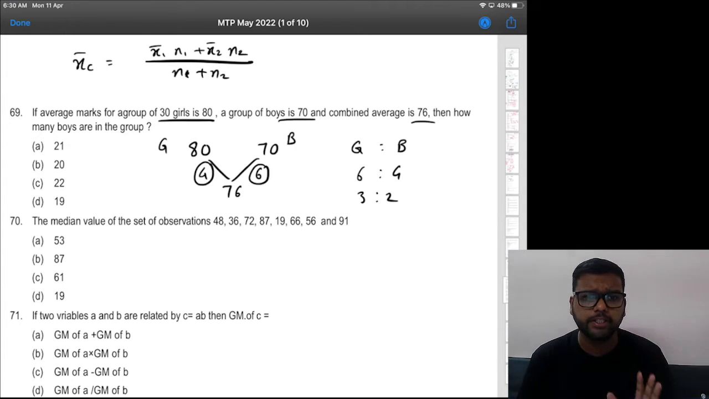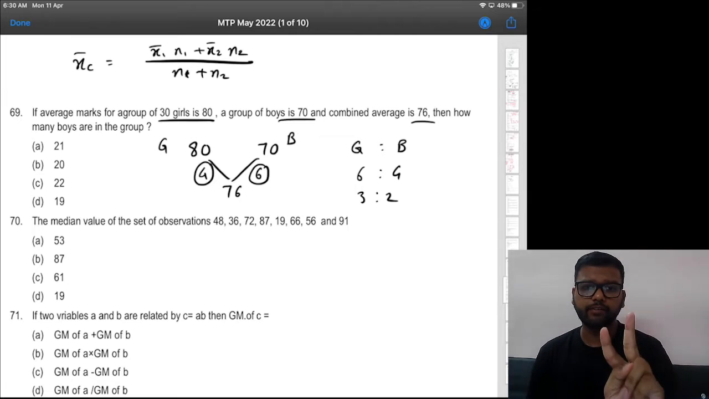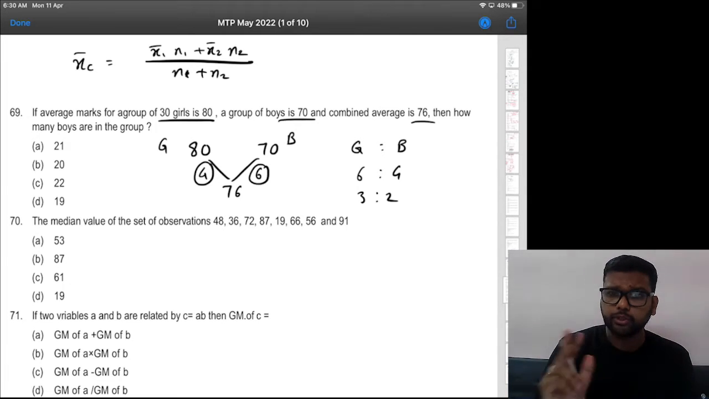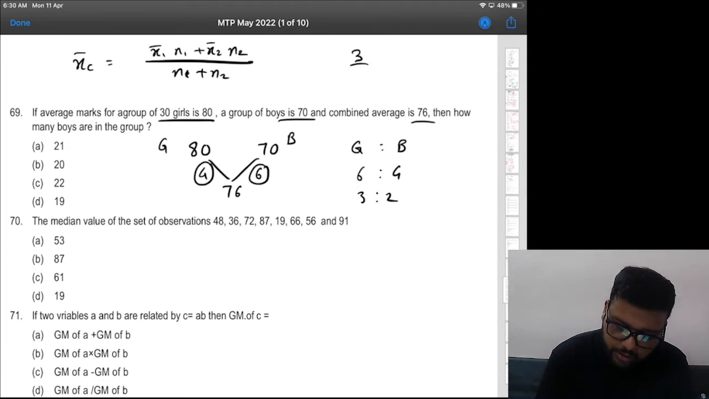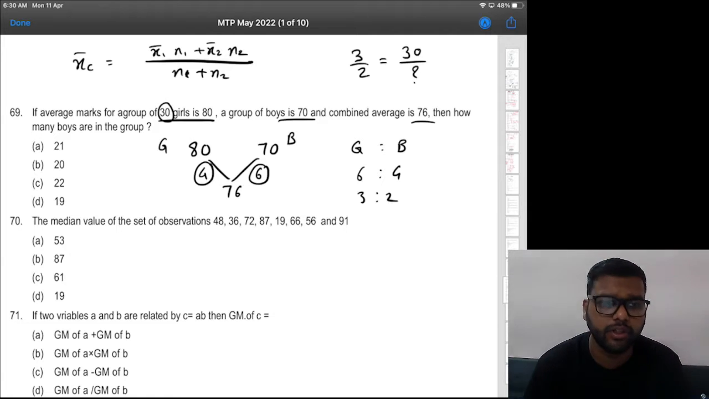Okay, that is the simplest way to solve this. Take the combined mean and the differences from the combined mean and reverse that ratio. So girls to boys ratio is going to be 3 is to 2. We know there are 30 girls. So how many boys will be there? If you solve, that is going to be 20, option B.